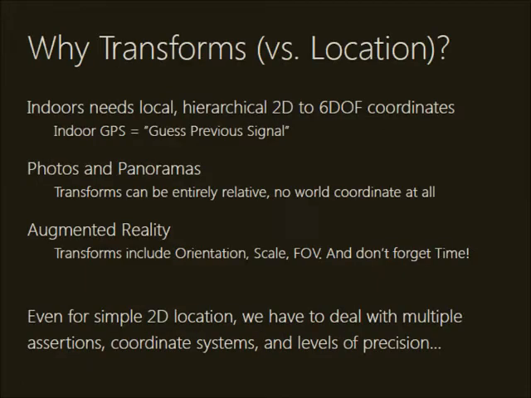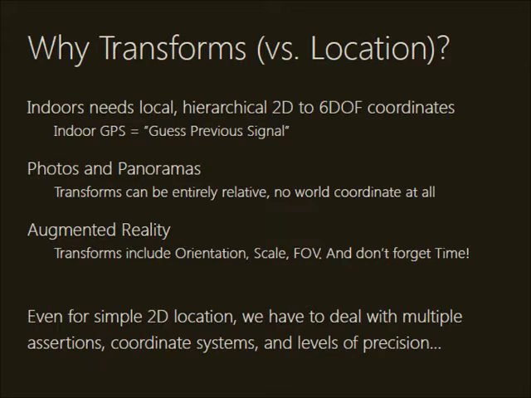So you notice I mentioned transforms versus location. We always talk about location, but what really matters is getting the transformation right to where these objects are. So let's talk about why. Indoor needs local coordinates. All right, you're not going to have GPS indoors. There are other technologies which may be available, but nothing too good yet. So GPS is not useful to you.